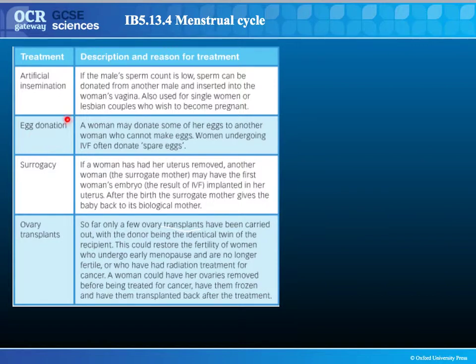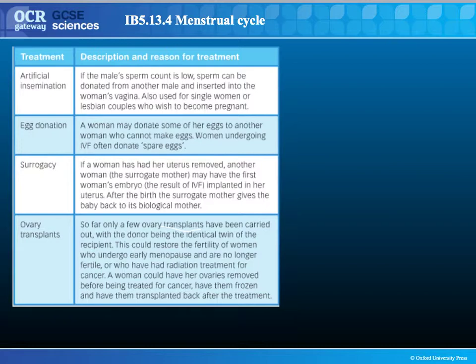Now, the second treatment is egg donation. In this process, FSH is given to the woman, and that will stimulate the eggs to be produced. The woman then can donate those eggs to women who cannot make eggs, and women who undergo IVF will often donate any spare eggs that they have produced. So this can be used for women who cannot make eggs, mature them, or cannot release them, so that they can be mixed with the male sperm and inserted into the female.